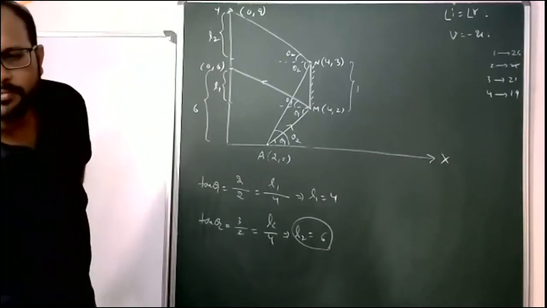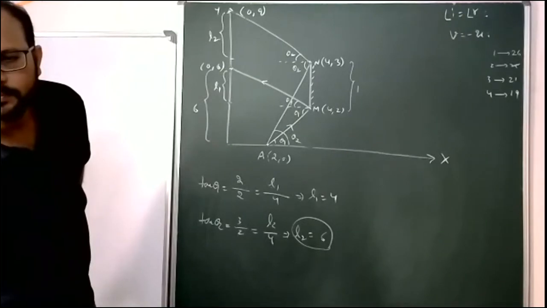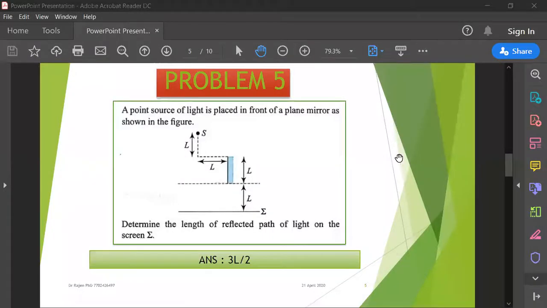Yes, question number 5. Yes, so students, coming to problem number 5. This problem also related to problem number 4 only. Yes, now a point source of light is placed in front of plane mirror as shown in the diagram. Then determine the length of reflected path of light on the screen. Yes, one time now you also observe the problem.